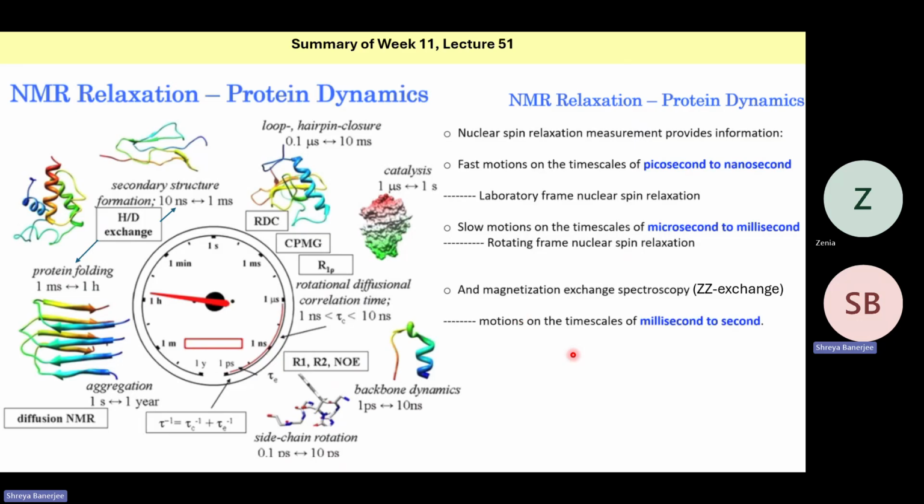And extremely slow motions, millisecond to second, there are special NMR experiments called magnetization exchange spectroscopy or ZZ exchange. We don't need to go into the details of this. You can just remember there are different time scales and different NMR experiments to understand the motions in each time scale.